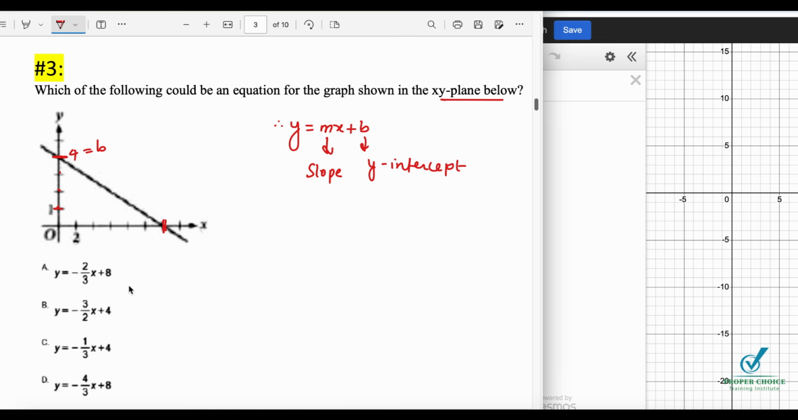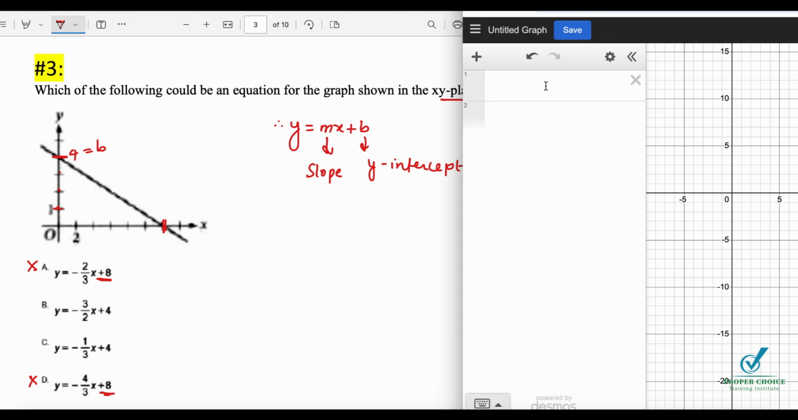Keeping that in mind, I rule out option A and option D. Why? Because they say the y-intercept is 8. This is also saying the y-intercept is 8. Now the answer may be either B or C, because both have the right y-intercept. Then what should I do now? If you know how to find a slope, you can do it. Or else if you don't know, you can use Desmos again.